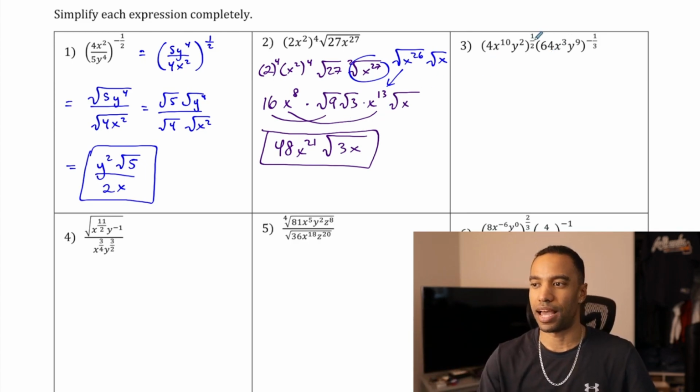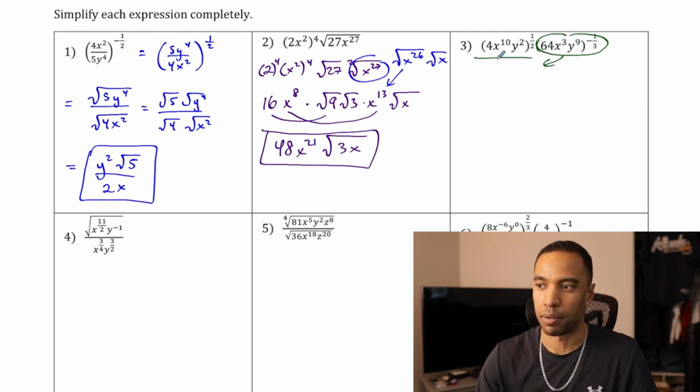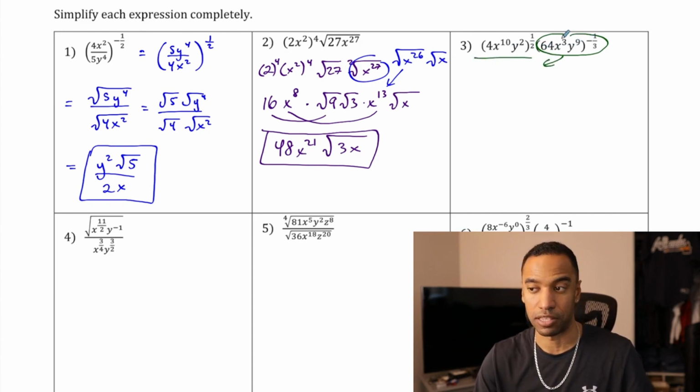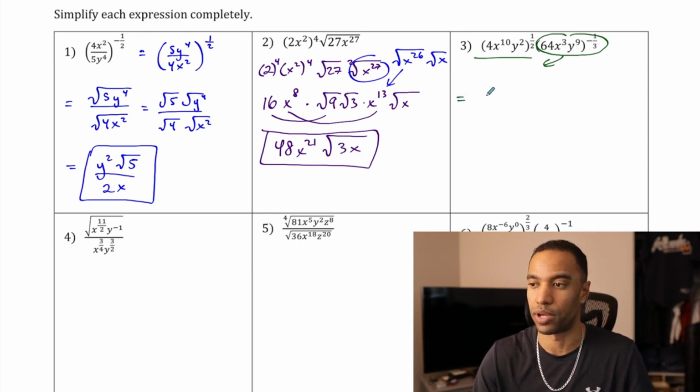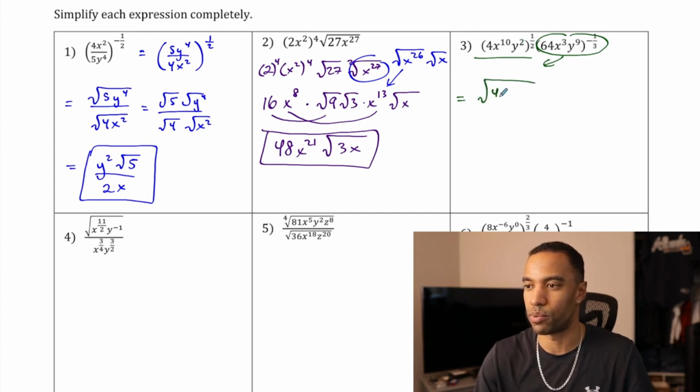All right, number 3, I have this quantity raised to the 1/2 power and this quantity raised to the negative 1/3 power. I'm definitely going to address that negative 1/3 power given that negative, and I'm going to end up moving it down in a fraction. It'll become 64x cubed y to the 9th to the positive 1/3 power, so let's just go ahead and write that. And right now I might already turn this 1/2 into a square root there. So square root of 4x to the 10th, y squared.